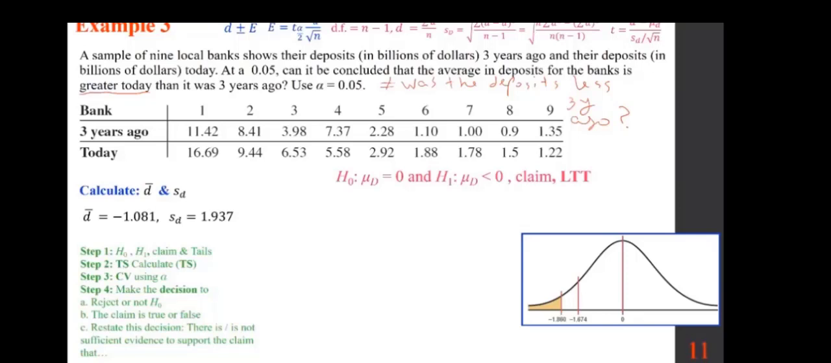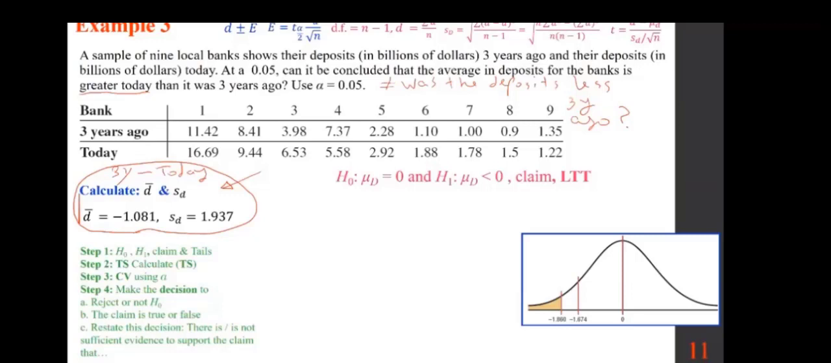If we do it the other way around, then we have to calculate it for the case where mu sub d is larger than 0. I want to make sure everybody understands that one too. If you go with greater than, what happens to your calculation? Can anybody tell me what would be the difference in this calculation if we go with today minus 3 years ago instead of 3 years ago minus today? What we have here is 3 years ago minus today. That's how we've done this calculation.